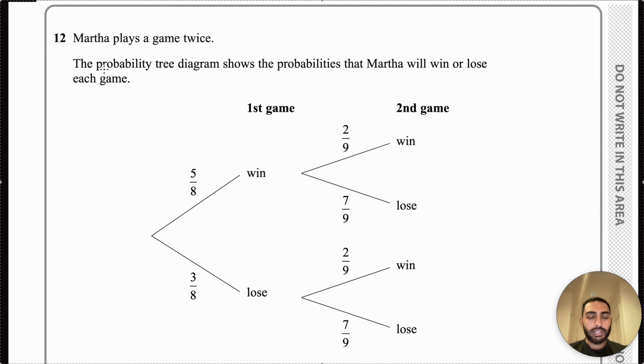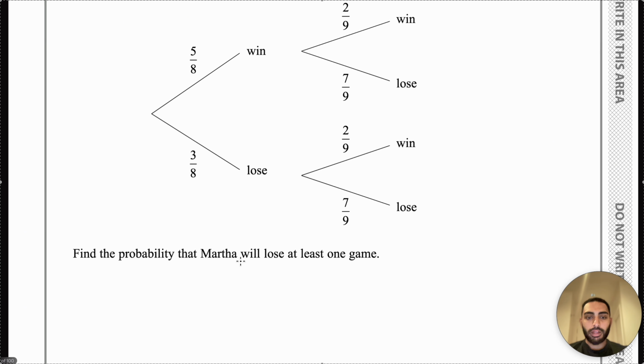Question 12. Martha plays a game twice. The probability tree diagram shows the probabilities that Martha will win or lose each game. Find the probability that Martha will lose at least one game. So what does losing at least one game look like? You could have win and lose. You could have lose and win. And you could have lose and lose, and that would be at least one game.